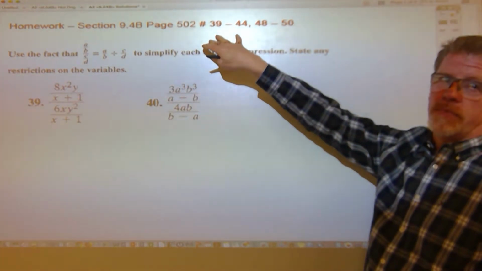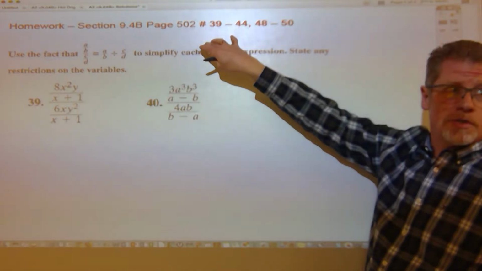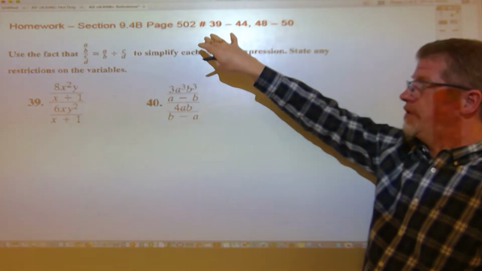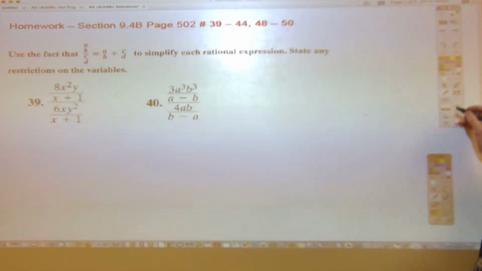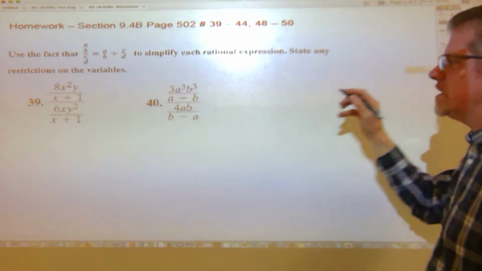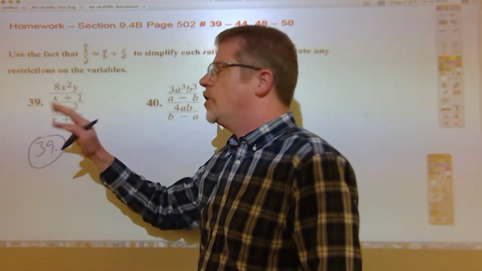It's an online submission. So if you do it on paper, just take a picture of it and then submit it as a PDF. The new lesson for today, and this is problem 39 from the homework that's due tomorrow.